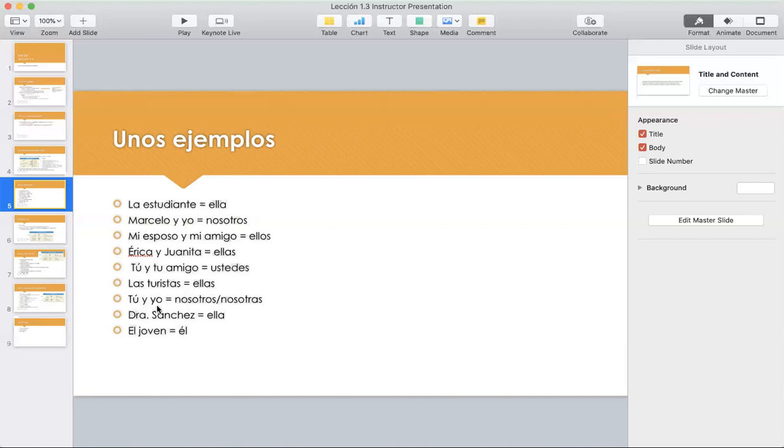Tú y yo, now it could be nosotros or nosotras. Why? Because if you and I are both females, we're going to say nosotras, us. Or if either one is masculine, if there's a presence of a masculine, it will be nosotros. Doctora Sánchez, ella. And el joven, the youngster, él, because we see the article that's masculine. He.